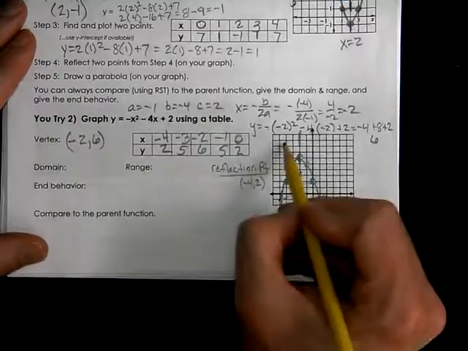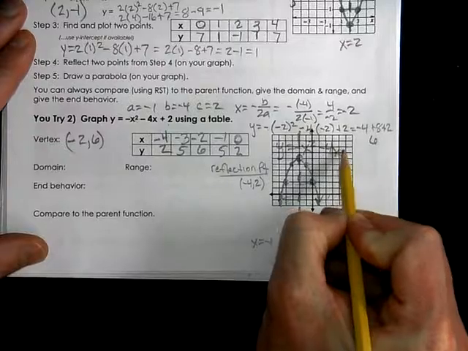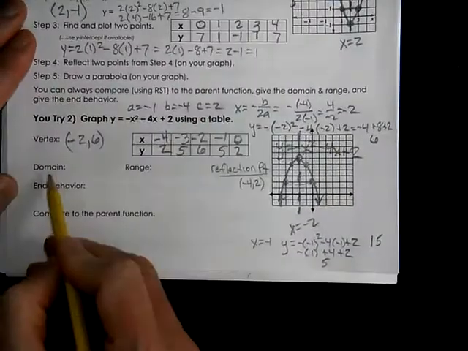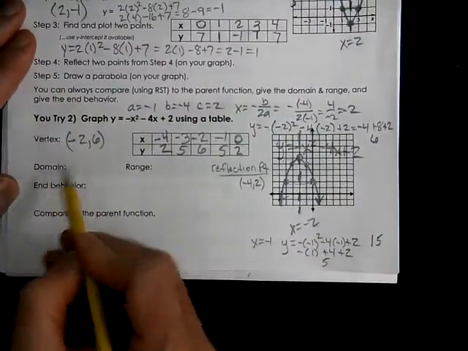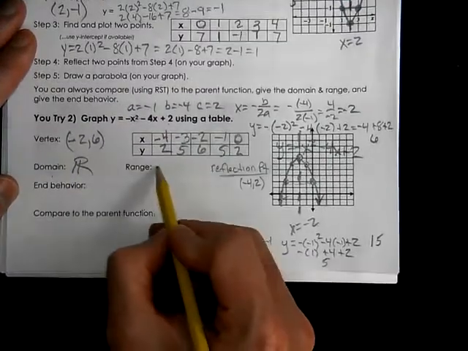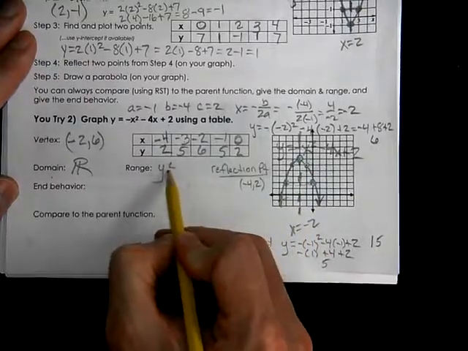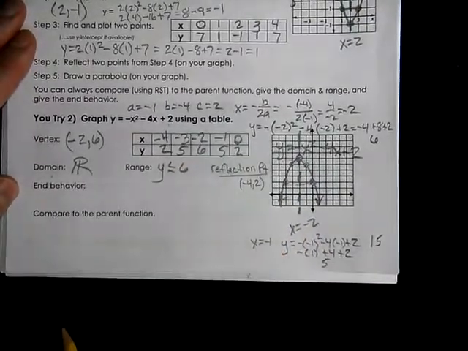So we've graphed our equation, we write our equation. Now my domain for any parabola is all real numbers. The range is from your vertex, in this case going down, so it's less than or equal to 6.